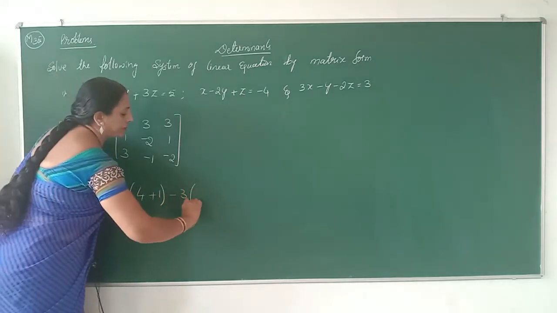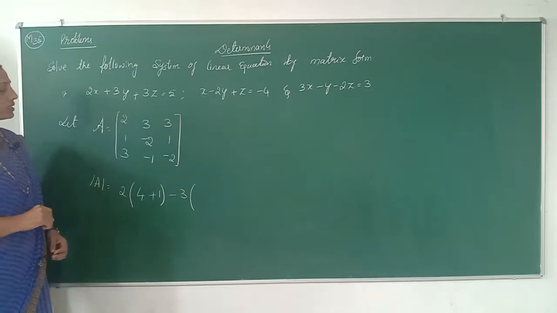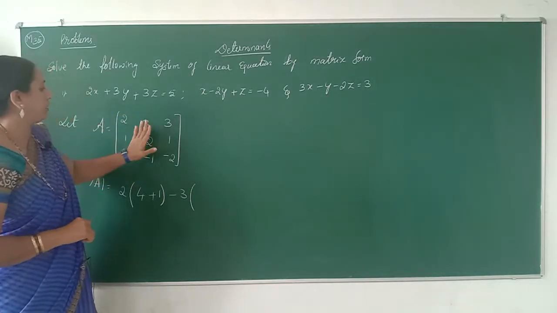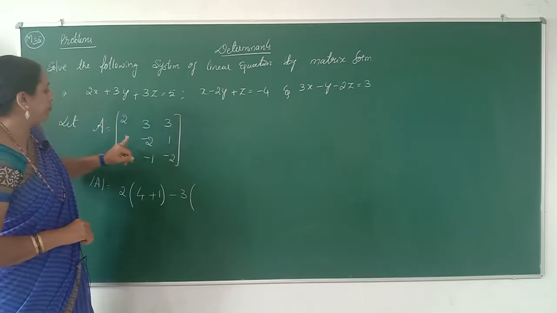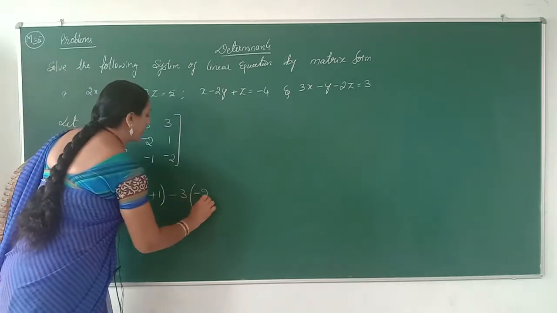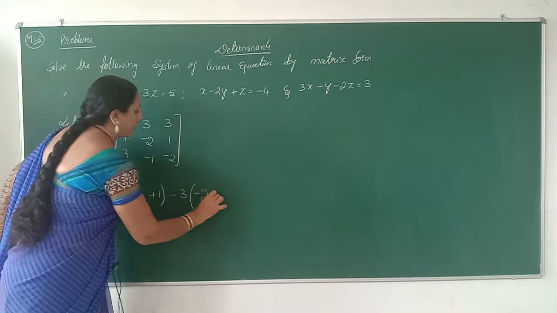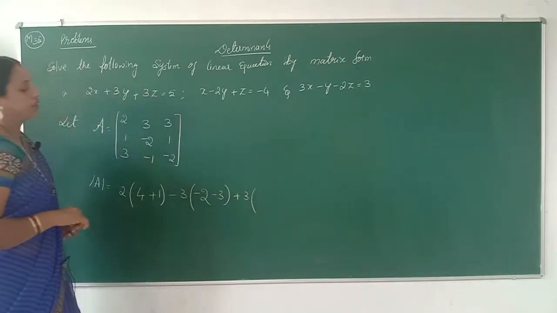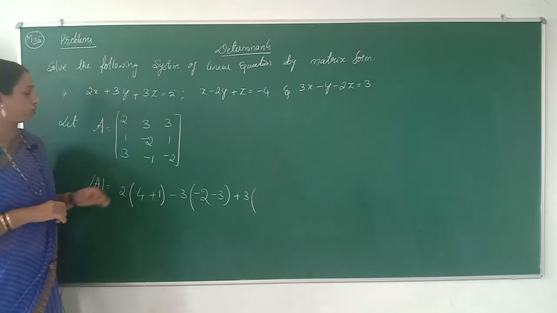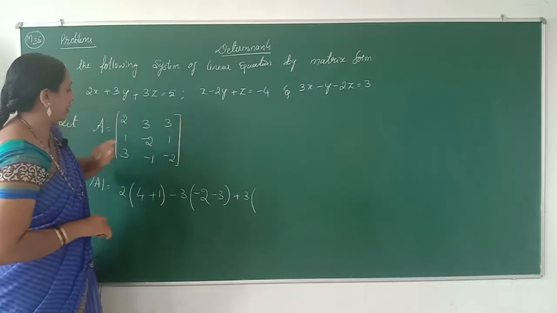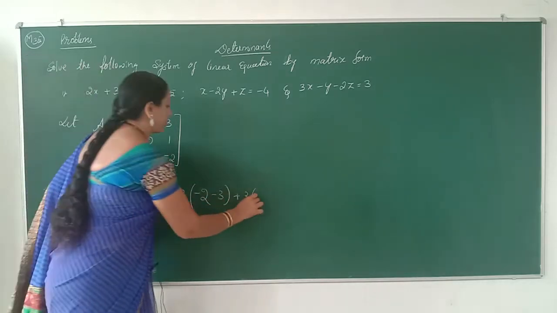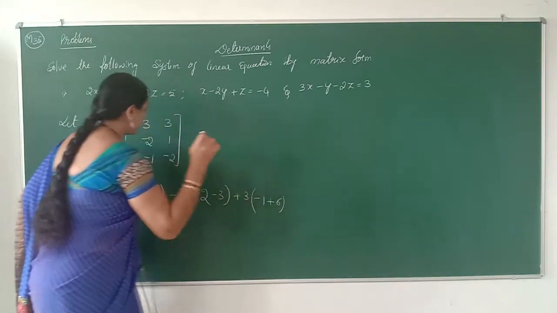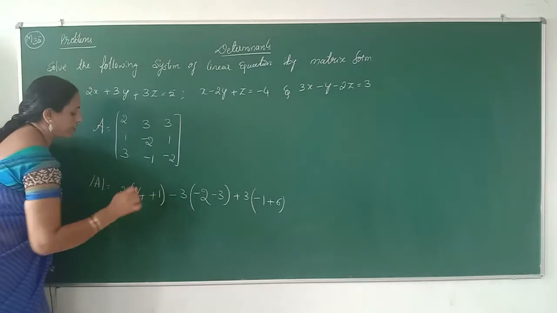The second element is multiplied by minus 3. The second element is an element of the first row, second column, and these are neglected. The remaining are cross multiplied: minus 2 minus 3. Plus the third element 3, which is an element of the first row, third column, and those are neglected. The remaining are cross multiplied: minus 1 plus 6. Then 4 plus 1 is 5.